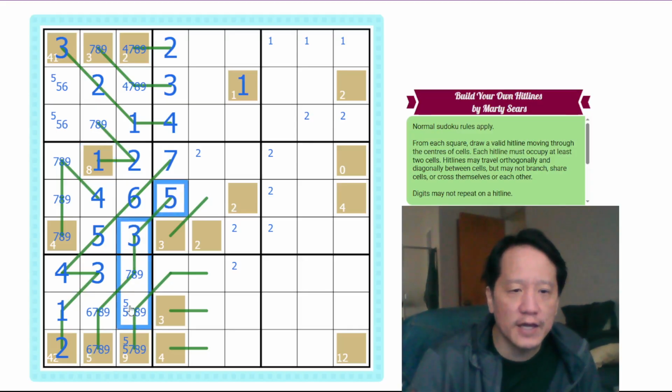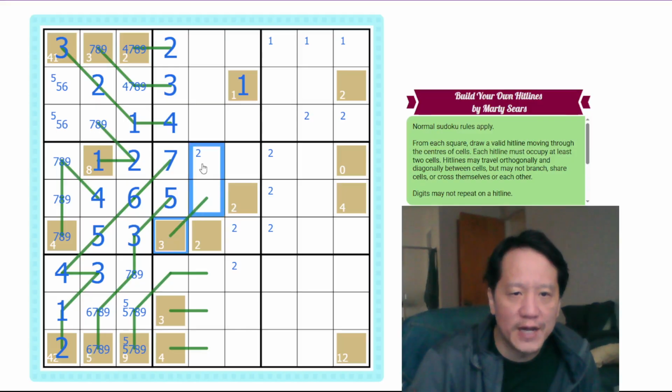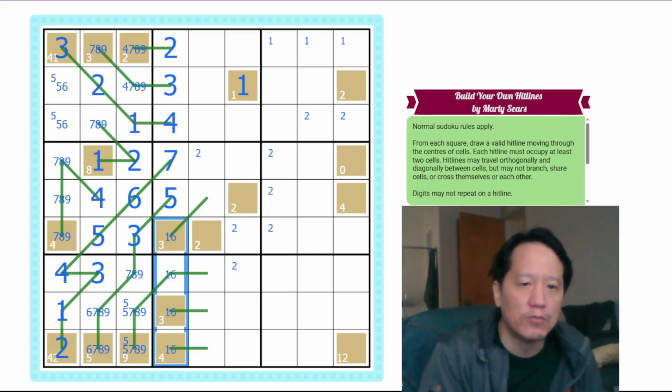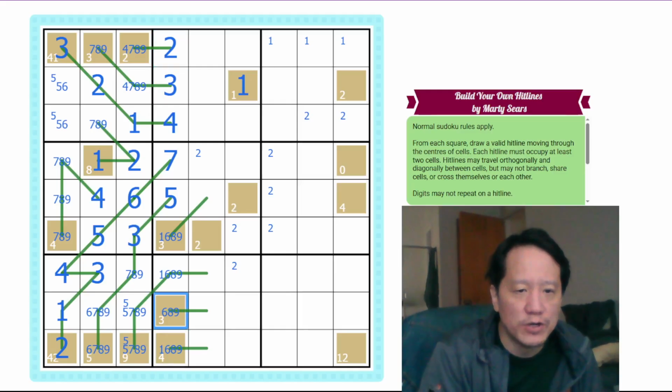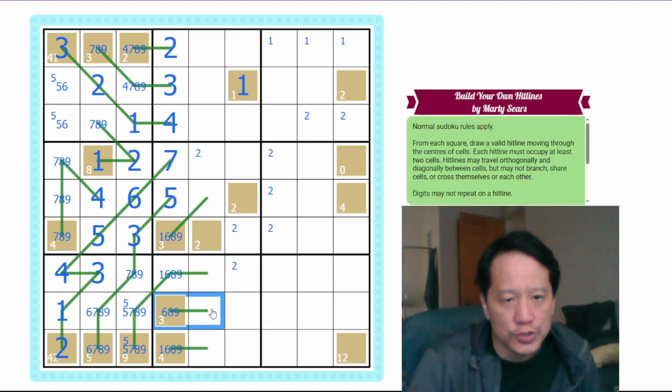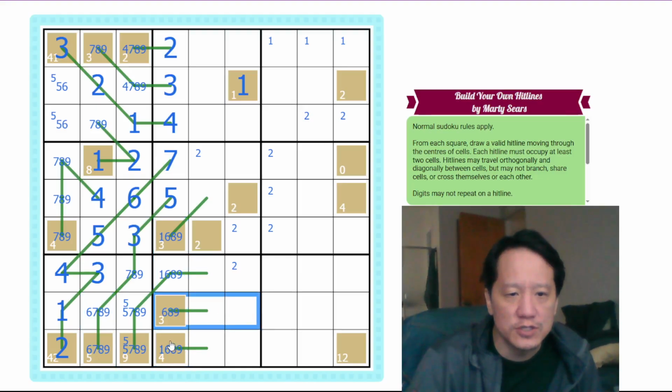This 5 can be done. This either matches a 3 somewhere, or 1 and 2 are matching. Remaining digits in column 4 are 1, 6, 8, 9. No 1 here. So this cannot be matching 2. It has to be matching a 3. So this must extend out. This must extend out. This has to go to one of these two.